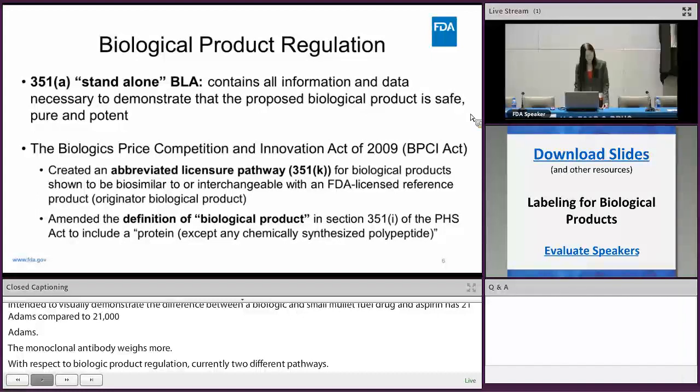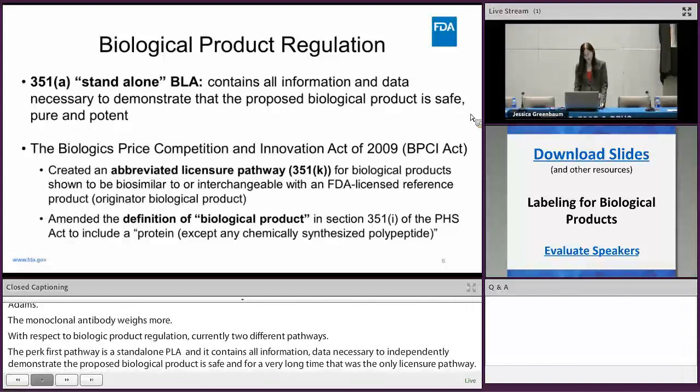In 2009, the Biologics Price Competition and Innovation Act was enacted, and it created an abbreviated licensure pathway known as the 351(k) pathway for biological products that are shown to be biosimilar or interchangeable with an FDA-licensed reference product. And by statute, a reference product is a biological product that's licensed under Section 351(a), and it's the product against which the 351(k) product is evaluated.